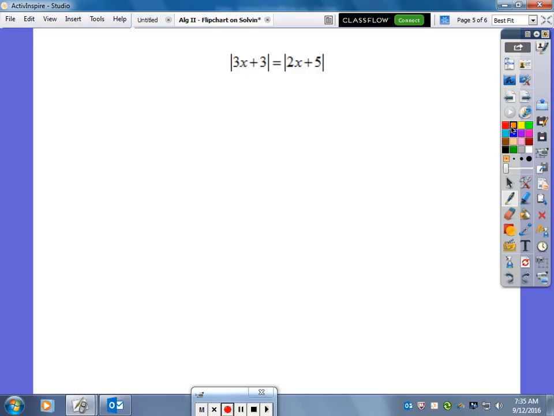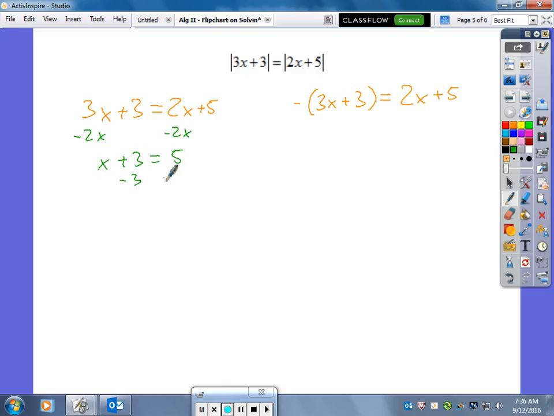Now let's move on and write our 2 equations. First one is going to be positive. 3x plus 3 is equal to 2x plus 5. For our second equation, we are going to pick one of the 2 terms. Doesn't really matter which one. I'm using the left one and making that one negative. And the right one stays positive. And now, as we have done before, we move on and we solve both equations. Subtract 2x on both sides, we get x plus 3 is equal to 5. Subtract 3, x is equal to 2.